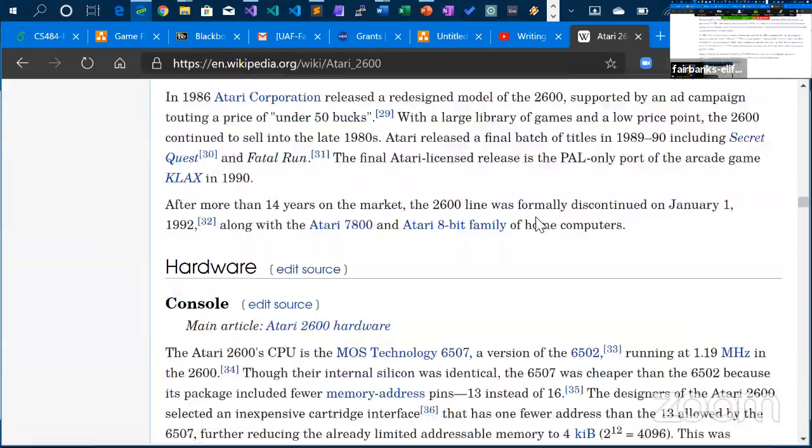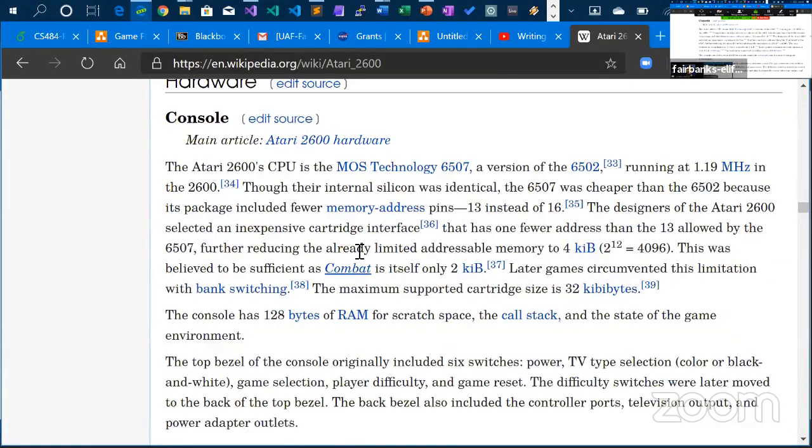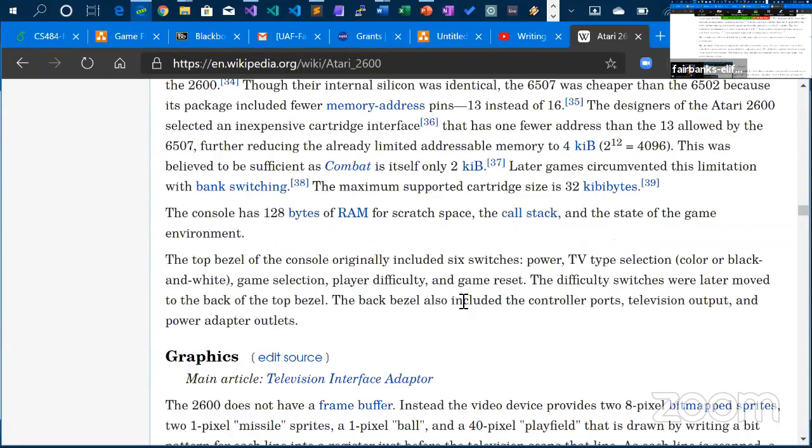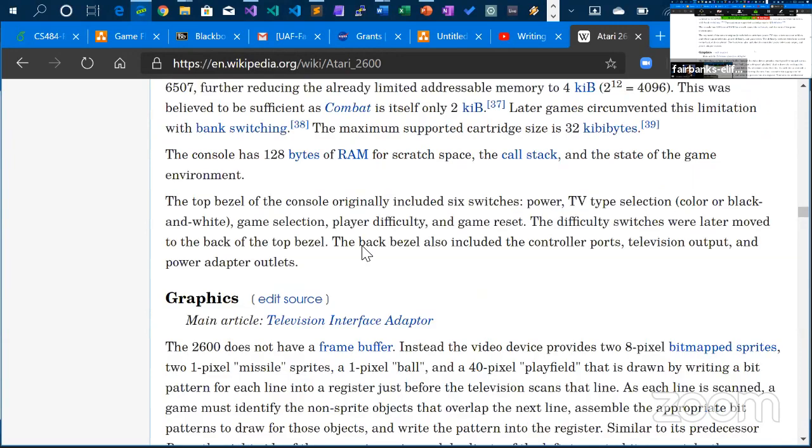So let me find console here. Yeah, the original combat game was only 2 kilobytes. So the actual program itself was 2,000 bytes long. It's pretty simple. But if you could imagine writing 2,000 lines of code and debugging it, that does take a little bit of time. So there you go, it's 120 bytes of RAM, and that's for your stack.